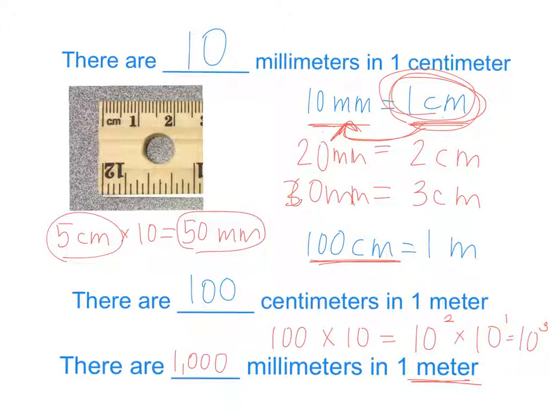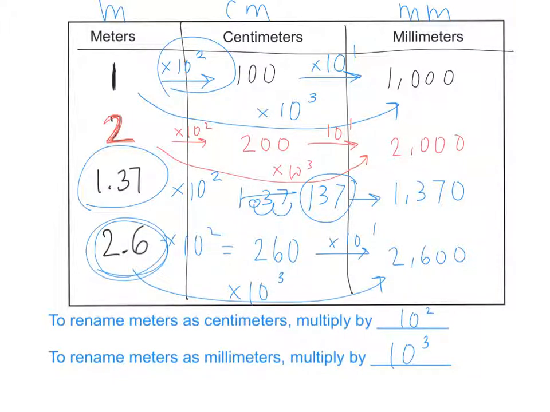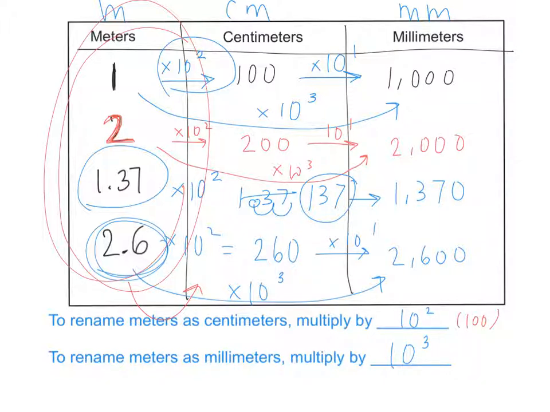Very good, 1,000 millimeters. Go ahead and make sure you write these sentences down in your notebook. To rename meters, which is what we had in this column over here, into centimeters, you need to multiply by 10 to the power of 2, otherwise known as 100, right? Yes. To rename meters, all the way here on the left-hand side, as millimeters all the way over here, we had to multiply the number of meters by 10 to the power of 3, otherwise known as 1,000. To rename centimeters as millimeters, I need to multiply by 10 to the power of 1.